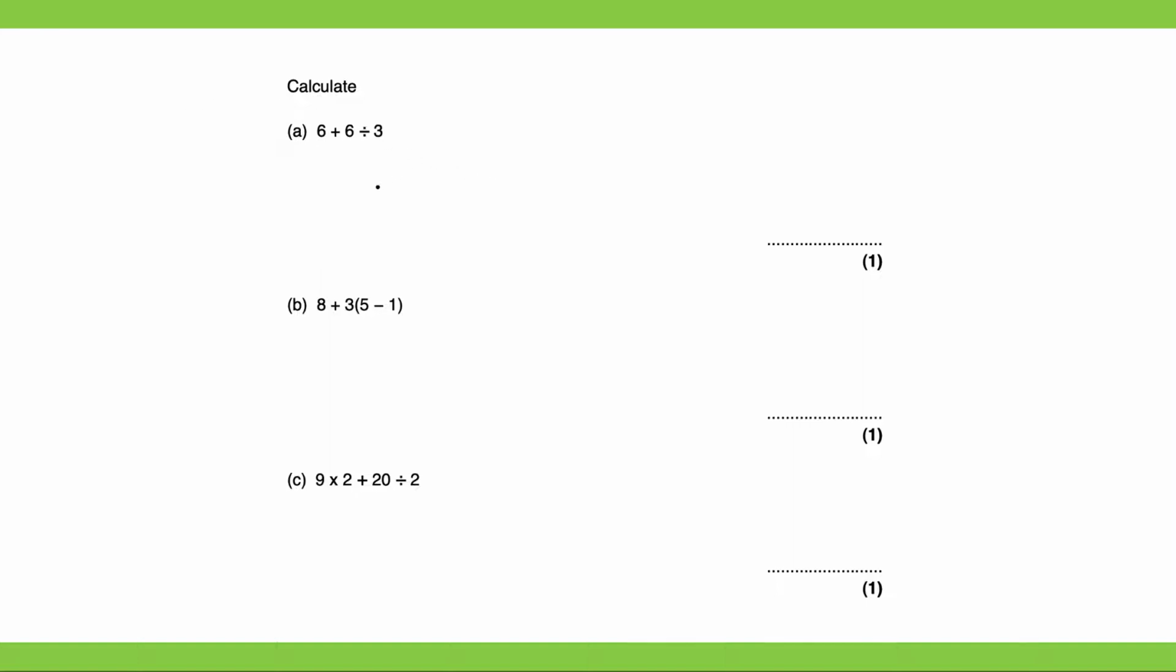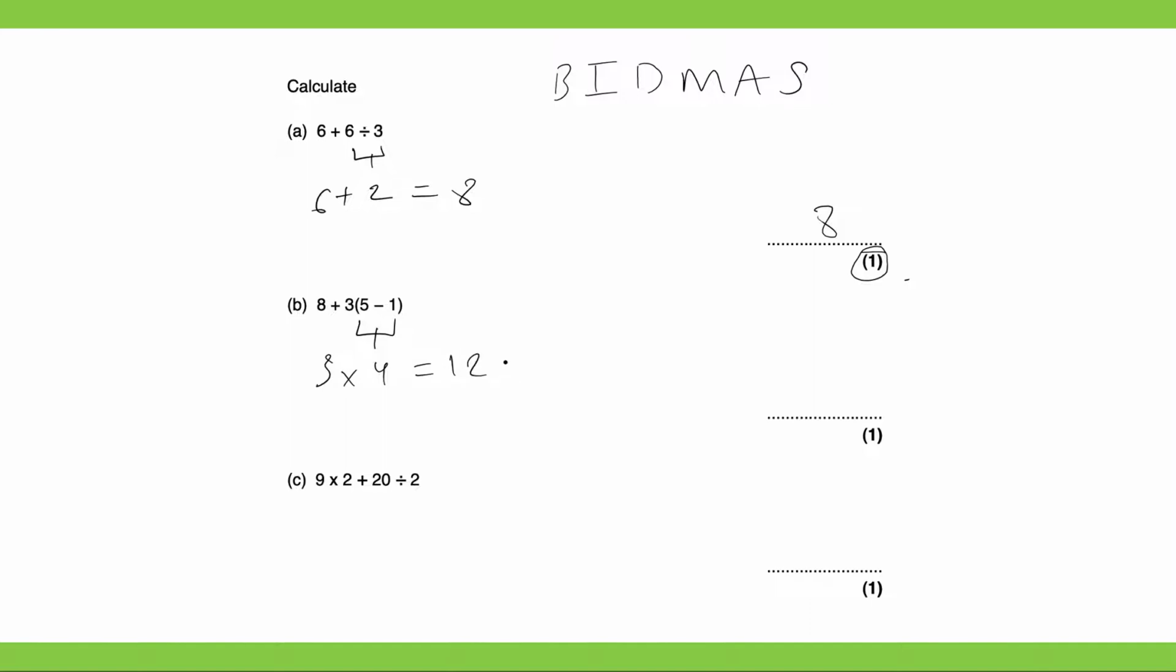So we have 6 plus 6 divided by 3. Always remember the BIDMAS rule. We have BIDMAS and then we have to divide first before we can add. So 6 divided by 3 gives us 2, add 6 to it gives us 8, and that will give us 1 mark. Next question, we need to do our brackets and multiply before we can add. So 5 subtract 1 gives us 4, times by 3 equals 12, add 8 equals 20. So our answer would be 20.